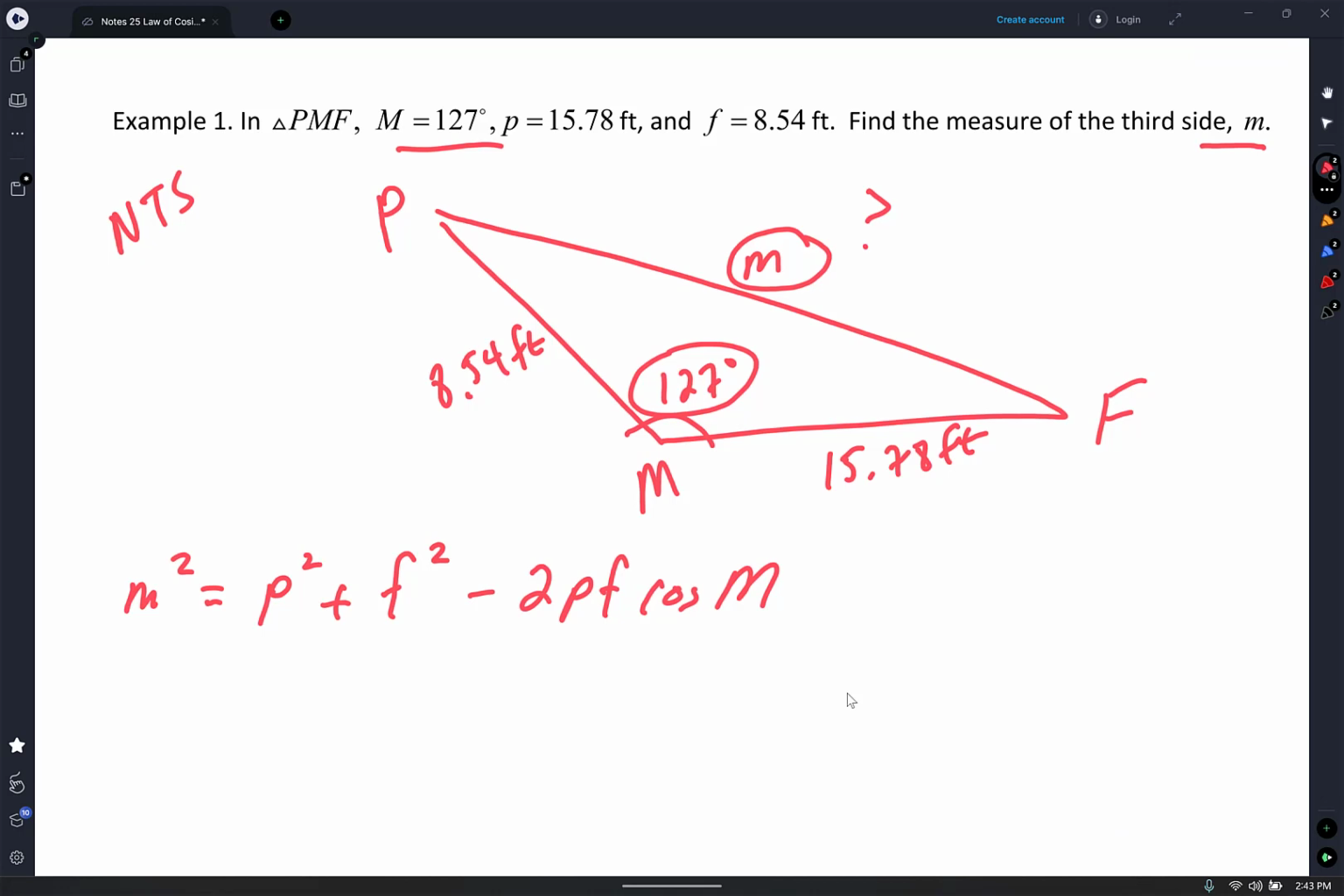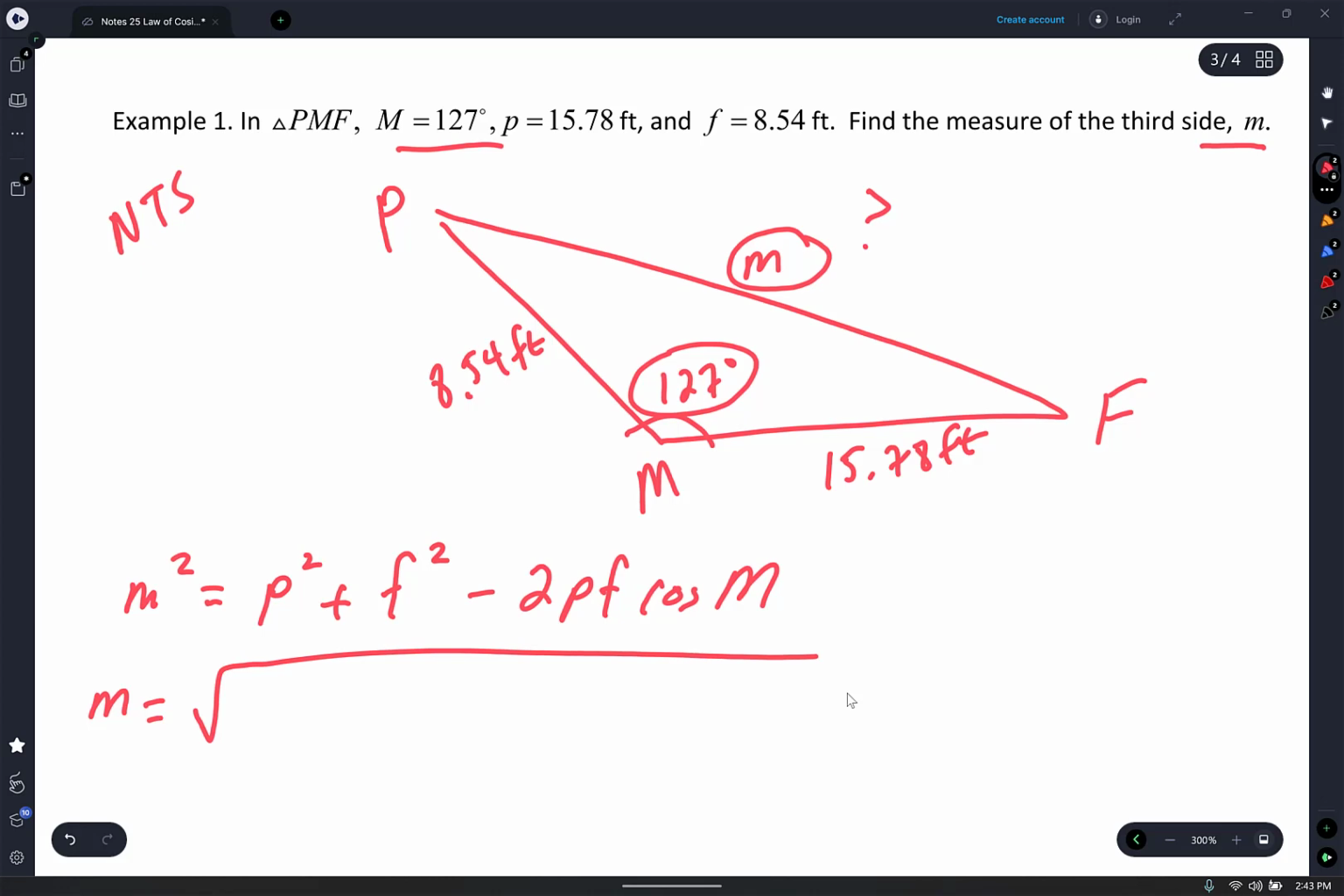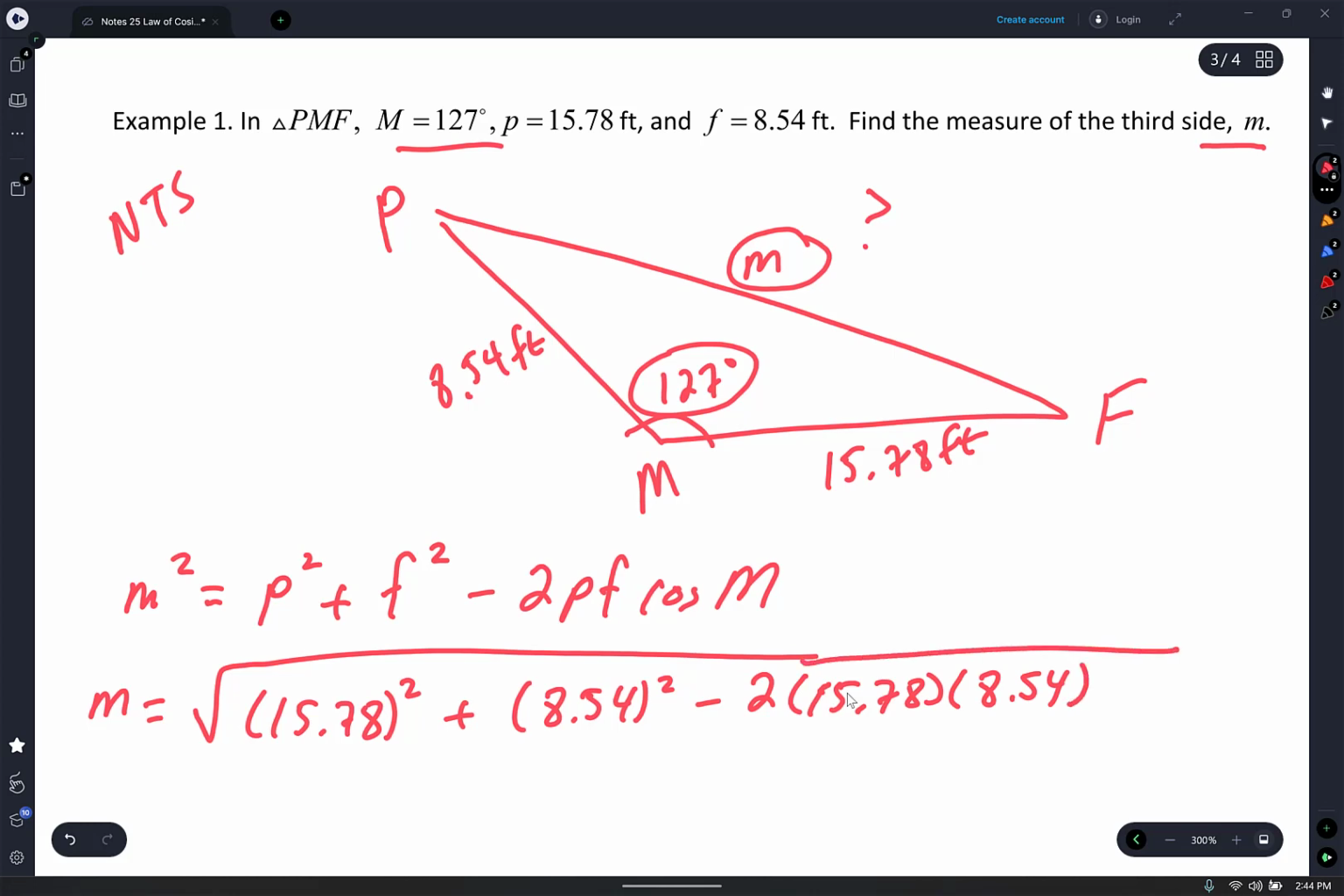Yeah, the cosine of M is cosine of that angle. Are we okay, guys? So if I want M, all I got to do is take the square root of P, 15.78, squared, plus F, 8.54, squared, minus 2 times 15.78 times 8.54. All of this is still under a square root.